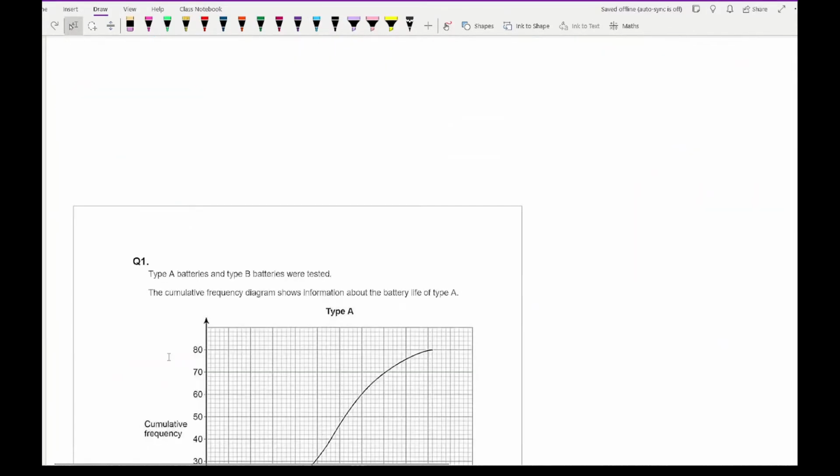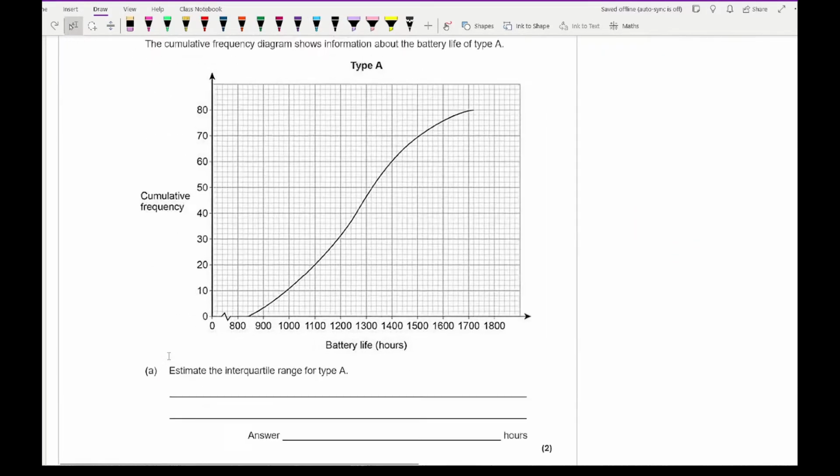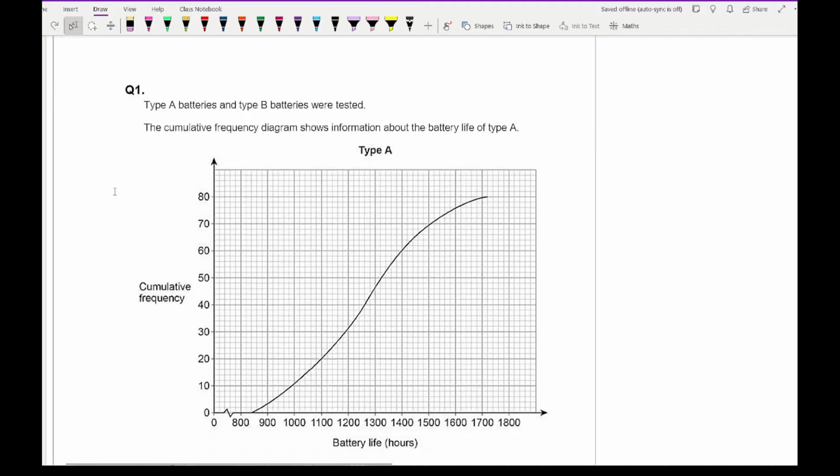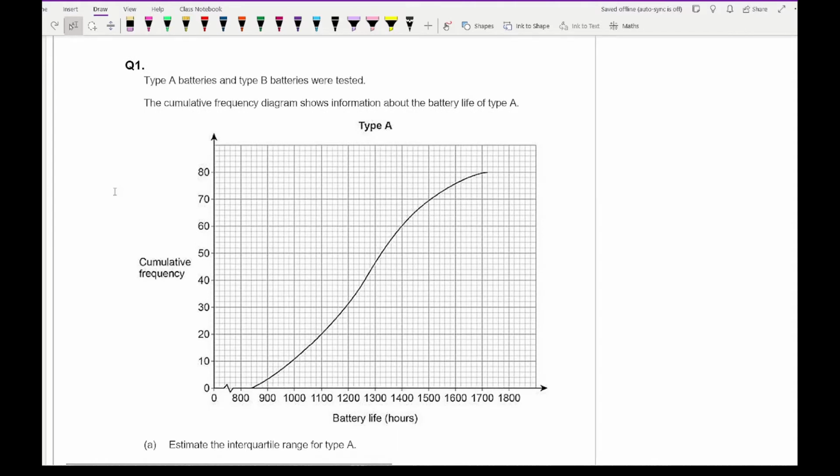So let's get started onto some questions. Now I'll try and zoom in just so you can see. Again, a reminder that a copy of these questions is in the description below for you to download and have an attempt at before watching this video and going through the answers. So this first question says that type A batteries and type B batteries were tested. A cumulative frequency diagram shows information about the battery life of type A. And the question is asking us to estimate the interquartile range of type A.